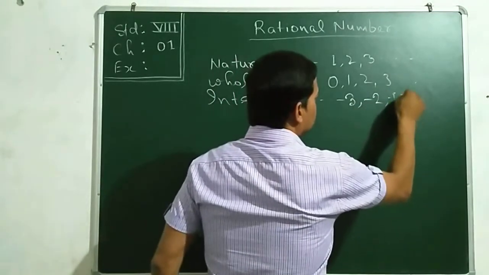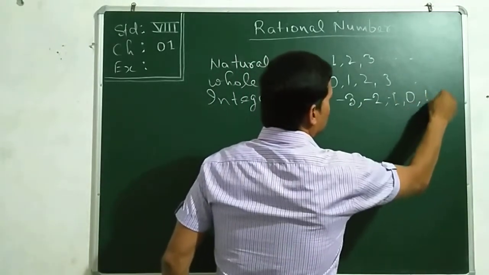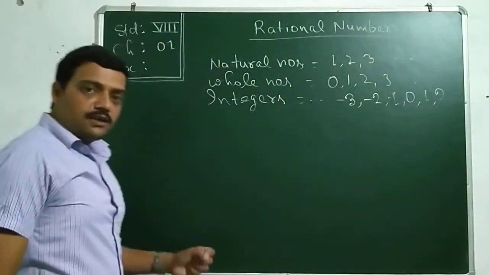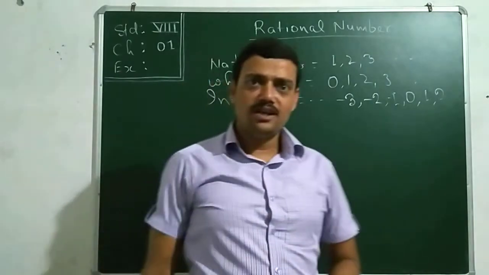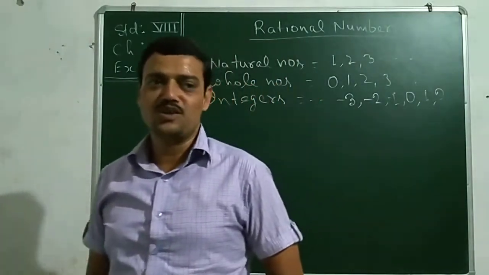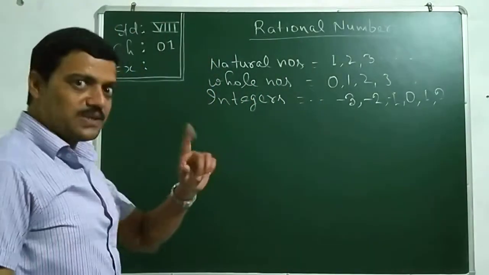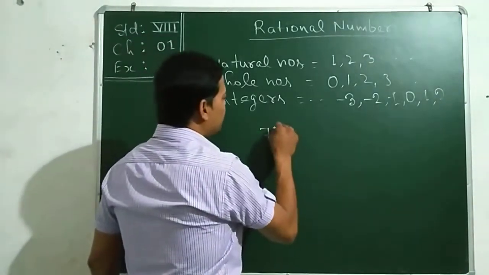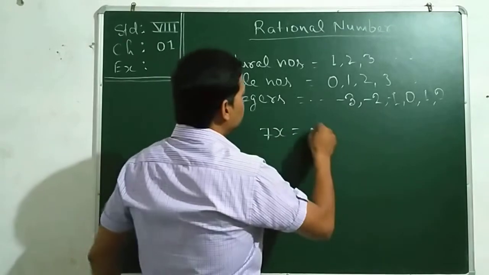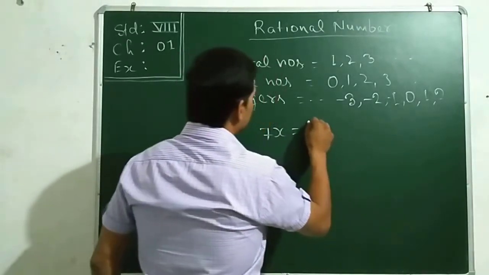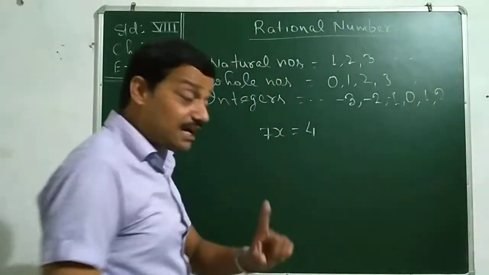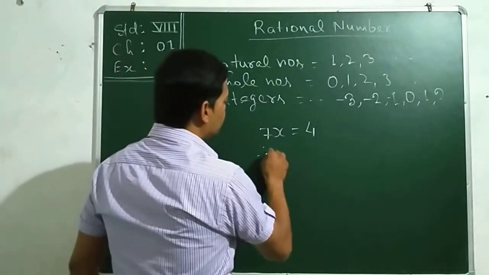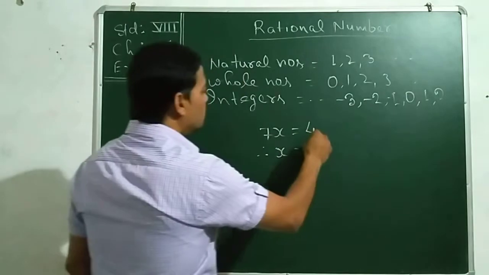signs, 0, 1, 2 and so on, like that. But in the previous class you have also learnt the simplification of equations. If we think about one of the equations now, say the equation is 7x equal to 4.